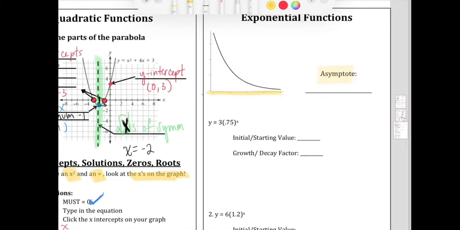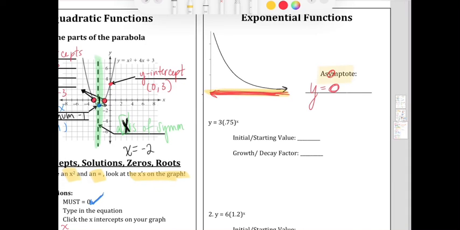An asymptote means it's a wall. This graph is never going to pass this line right here. That line, that barrier, that wall is called an asymptote. This asymptote has a y in it. It's always y equals. This wall is sitting at the number 0. So my asymptote is y equals 0. It's almost always y equals 0. It just means it's a wall that this graph cannot cross below.